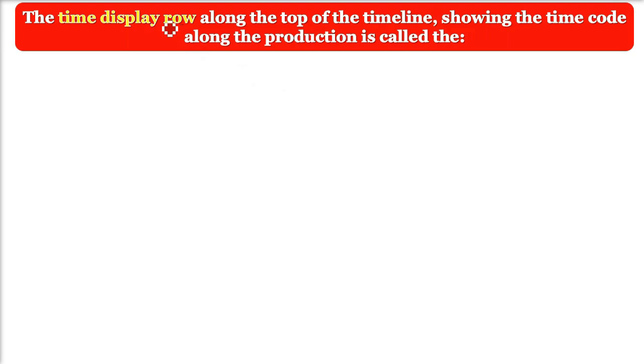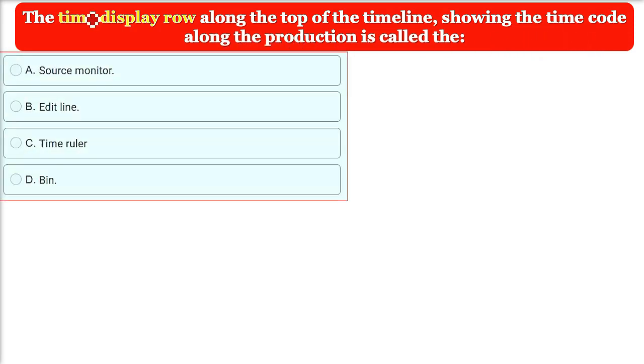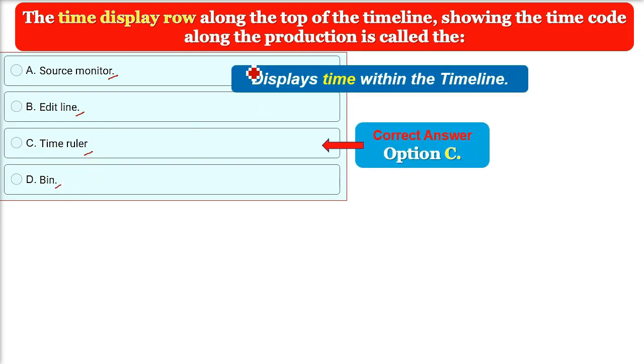The time display row along the top of the timeline showing the time code along the production is called the, the options are source, monitor, edit line, time ruler, and bin. What do you think is the correct answer? The correct answer is option C, which is a time ruler, which displays the time within the timeline.